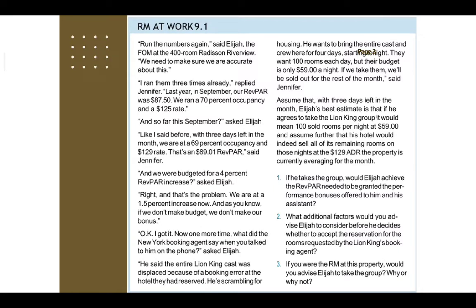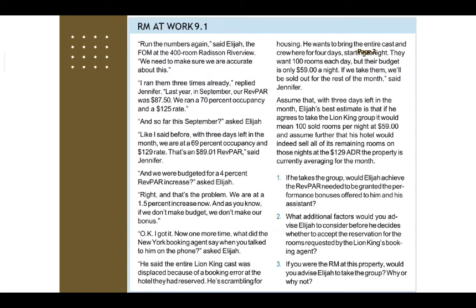He wants to bring the entire cast and crew here for 4 days, starting tonight. They want 100 rooms each day, but their budget is only $59 a night. If we take them, we will be sold out for the rest of the month, said Jennifer.